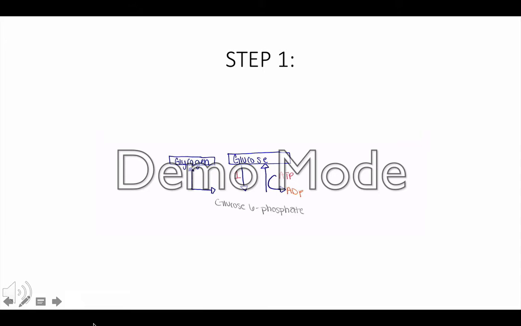In the first step of glycolysis, the glucose ring is phosphorylated. Phosphorylation is a process of adding a phosphate group, derived from ATP, to a molecule. As a result, at this point in glycolysis, one molecule of ATP has been consumed.